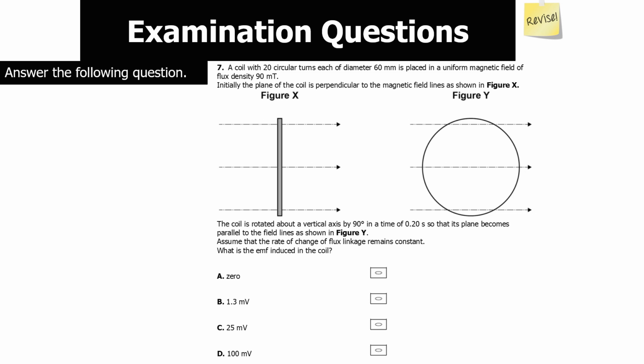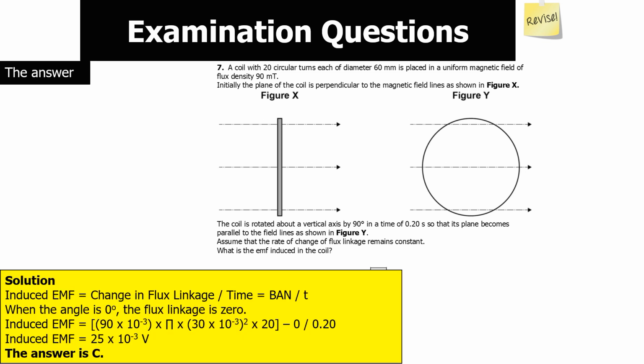The next question says, a coil with 20 circular turns, each of diameter 60 mm, is placed in a uniform magnetic field of flux density 90 millitesla. Initially, the plane of the coil is perpendicular to the magnetic field lines as shown. The coil is then rotated about the vertical axis by 90 degrees in a time of 0.20 seconds so that its plane becomes parallel to the field lines as shown in figure Y. Assume the rate of change of flux linkage remains constant. What is the EMF induced in the coil? So pause the video now, then unpause the video when you want to go through your answer.